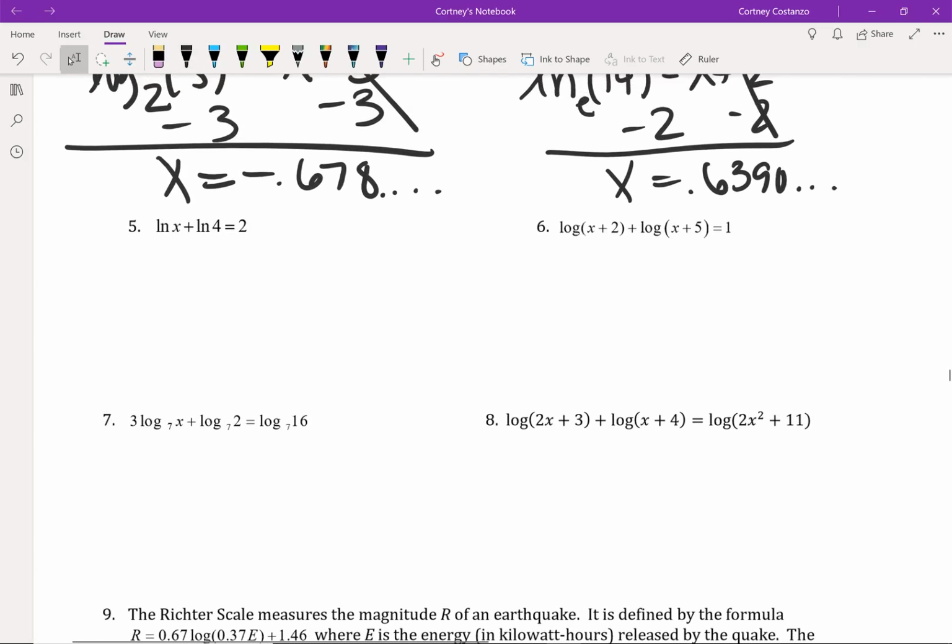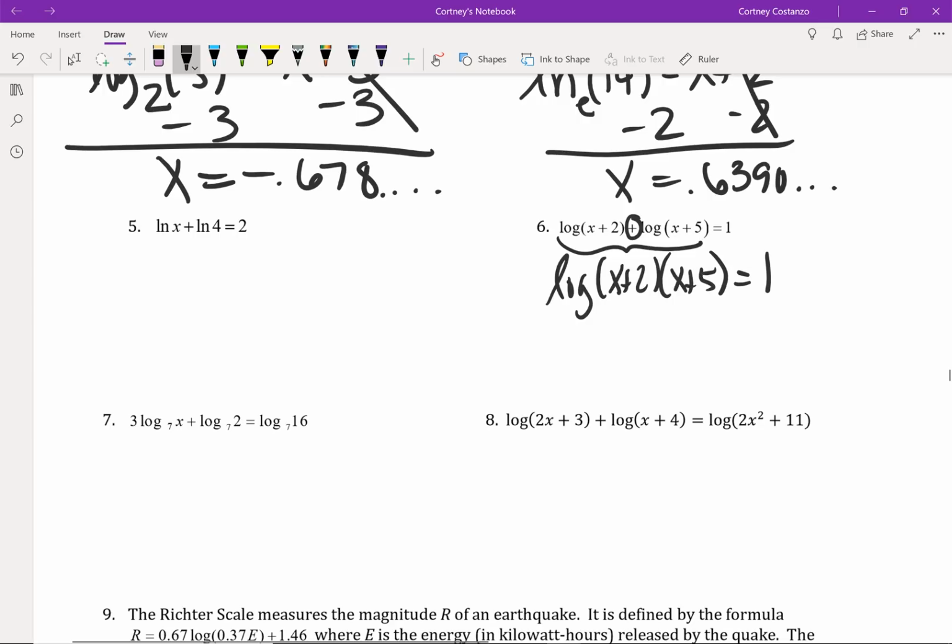Moving on to number 6 here. This is starting as a log, so not an exponential, but it starts as a log. And for me to be able to do anything, I need to condense my logs together. So we just practiced that at the top of the page. So if I condense these logs together, I know that a plus sign really means to multiply.